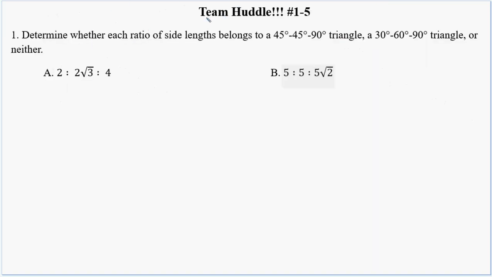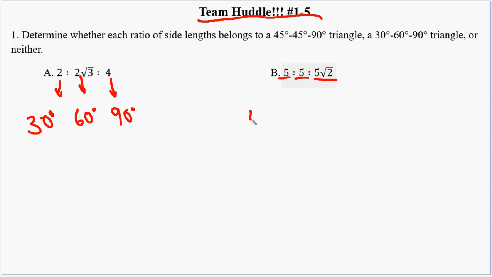Okay, practice time. Pause the video, try these problems, and then fire it back up and see if you got it right. Okay, so here in this first one, we've got 2 to 2 root 3 to 4. Well, that is our 30, 60, 90 triangle. Here we see a repeat, 5, 5, 5 root 2. So that'll be our 45, 45, 90 triangle.